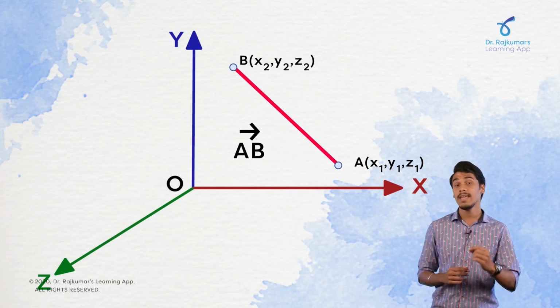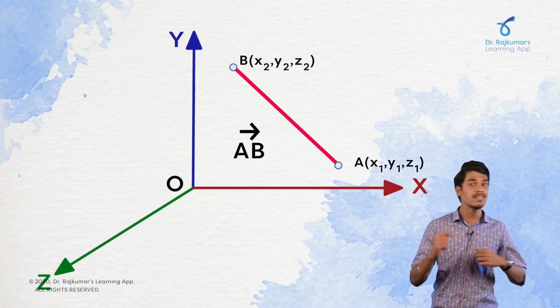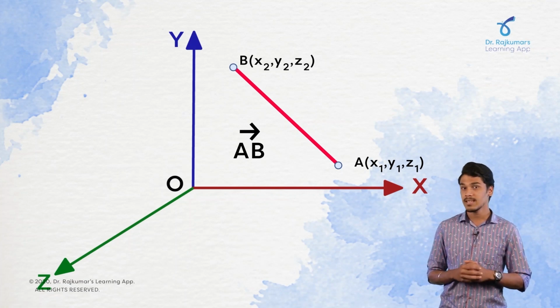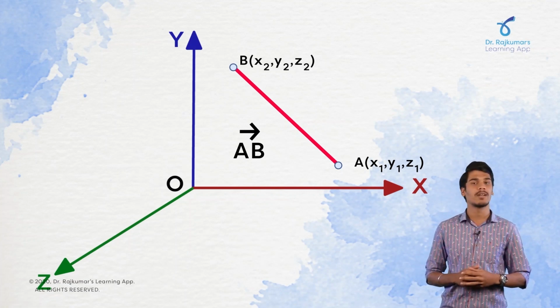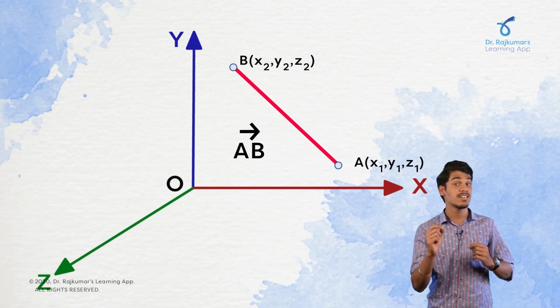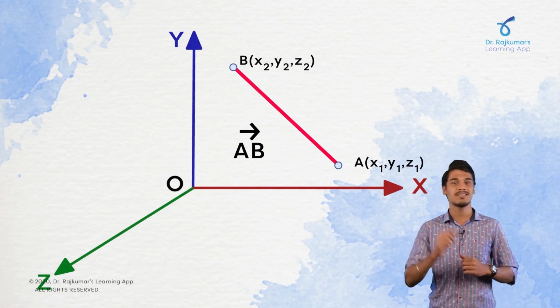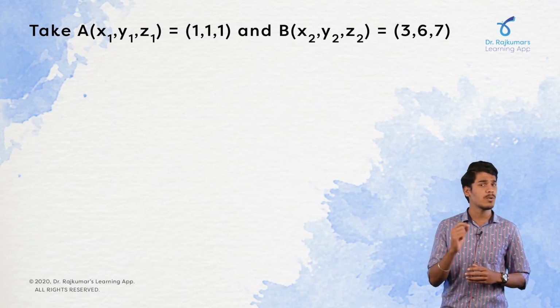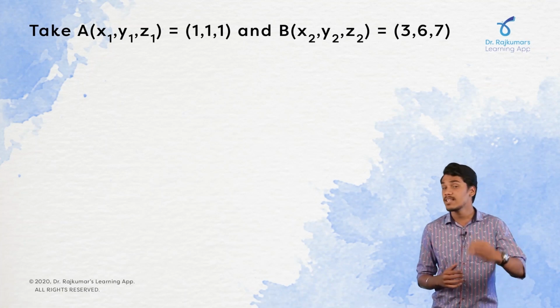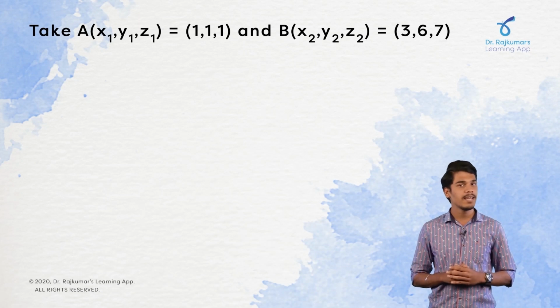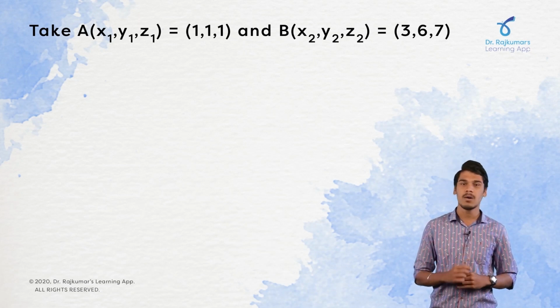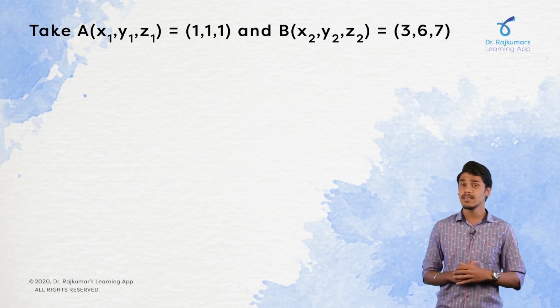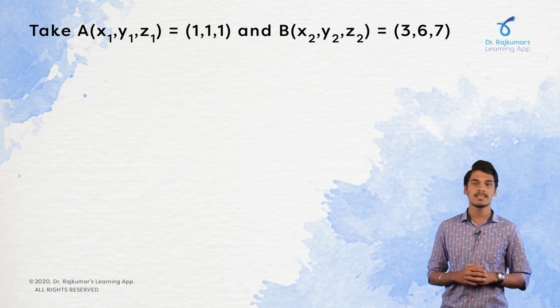This vector AB actually gives the distance between these 2 points. Thus, the magnitude of this particular vector will be giving the distance between the points A as well as B. Now let us take the values for these points x1, y1, z1 as well as x2, y2, z2. Let me take A is equal to 1, 1, 1 and B is equal to 3, 6, 7.